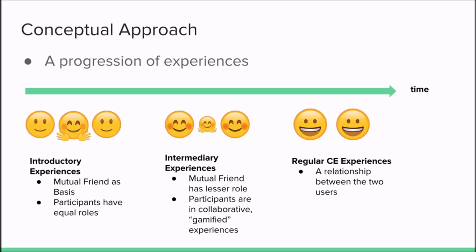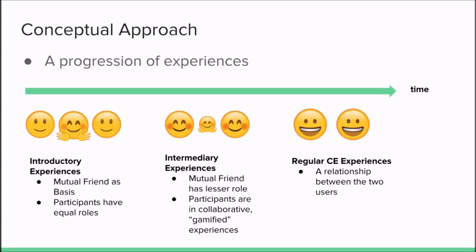How can we use CE to facilitate this triadic closure? Our conceptual approach to this problem is to create a progression of experiences that the two strangers go through. So in the beginning of the experiences with the two strangers, your mutual friend is your common basis of interaction, and all the participants have an equal role.